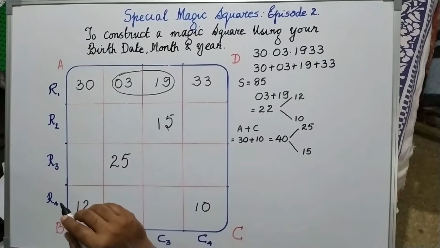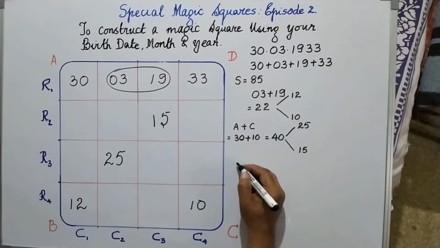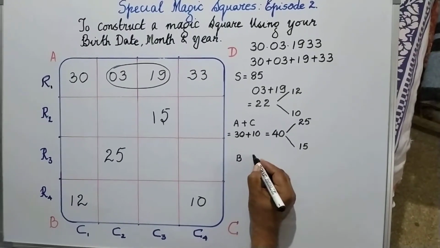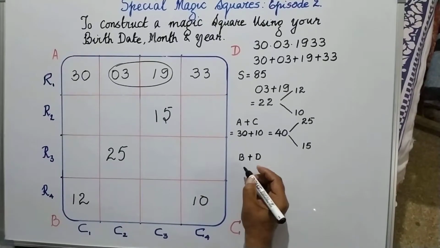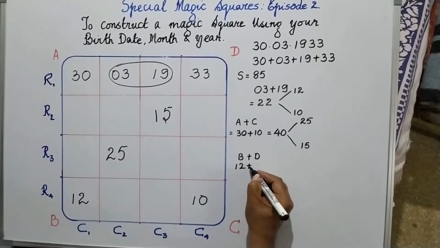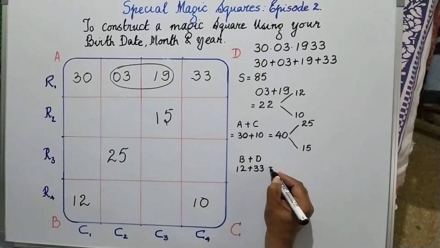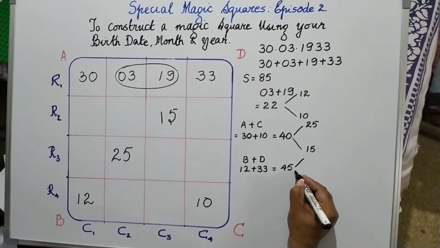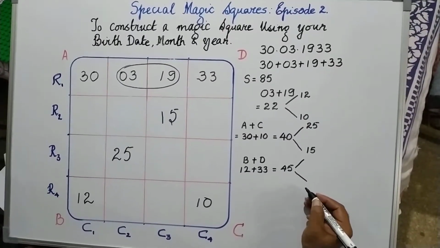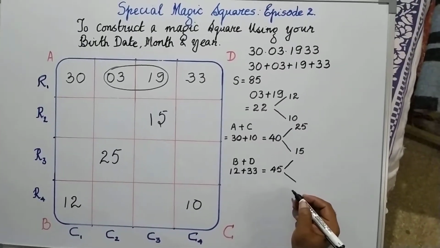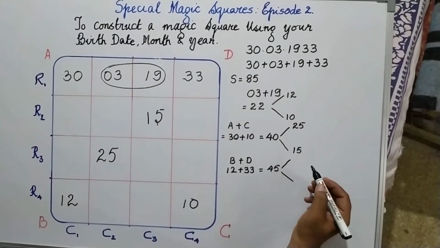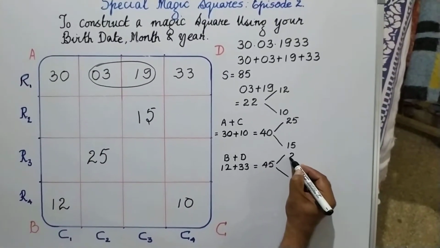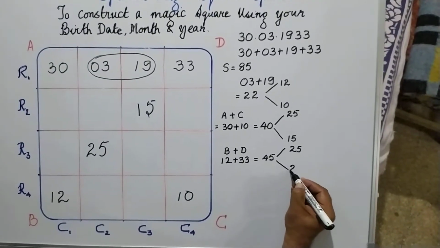Okay. Now I'll take the other two ends which constitute the secondary diagonal, B and D, the two corners. I will add them. B is 12 and D is 33. If I add B and D, I get 45. I will split 45 into two parts. Again, as I told you, you can choose how you split. I will split 45 as 25 and 20.